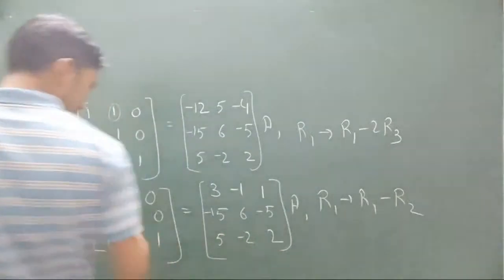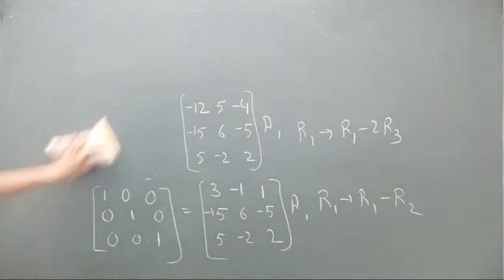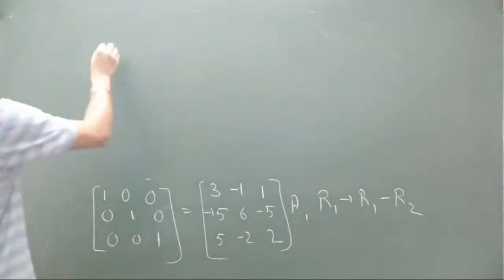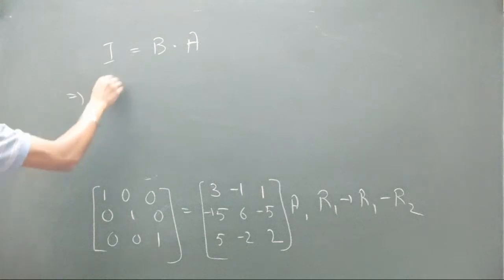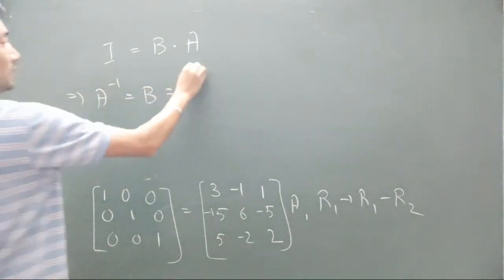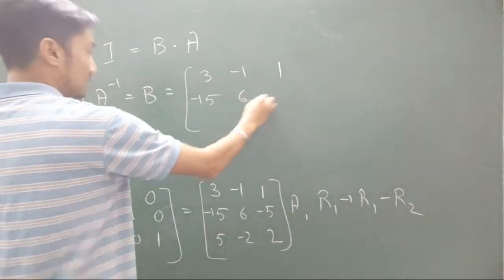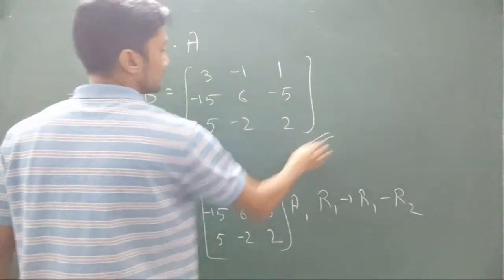So finally we have 3, minus 1, 1; minus 15, 6, minus 5; 5, minus 2, 2. So ultimately we have the condition which verifies our proof. So that's I equal to B into A. That implies A inverse is our matrix B, that is 3, minus 1, 1; minus 15, 6, minus 5; 5, minus 2, 2.